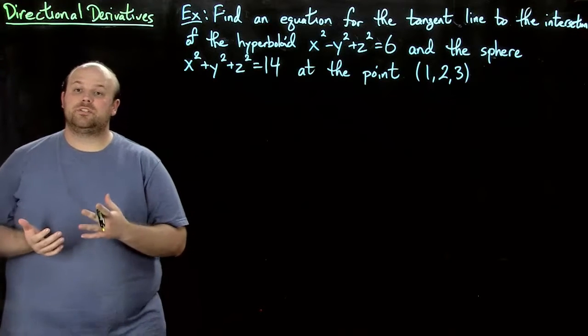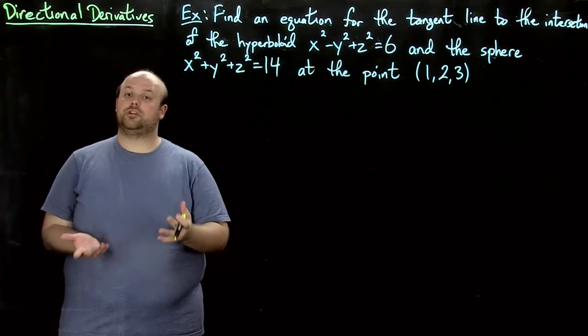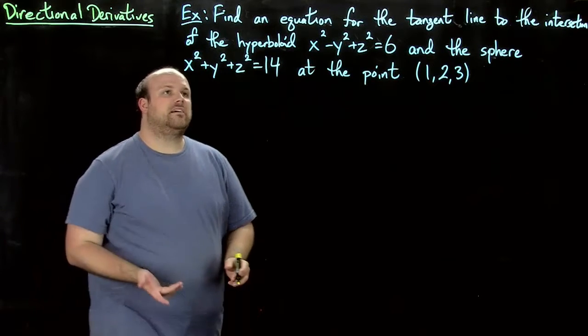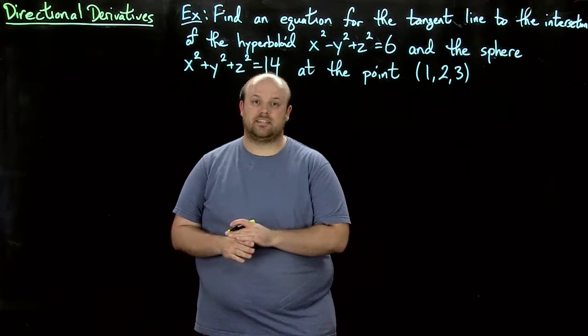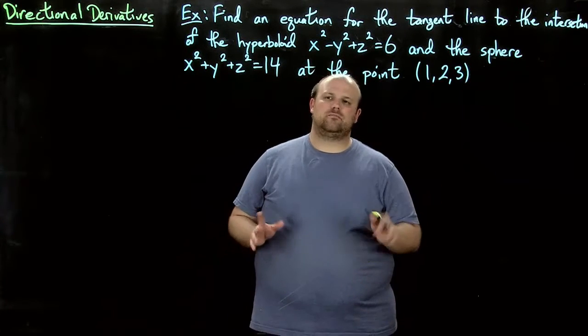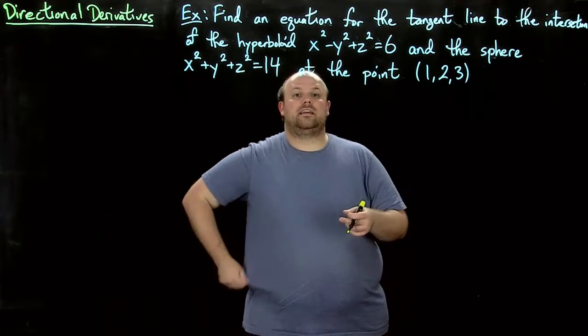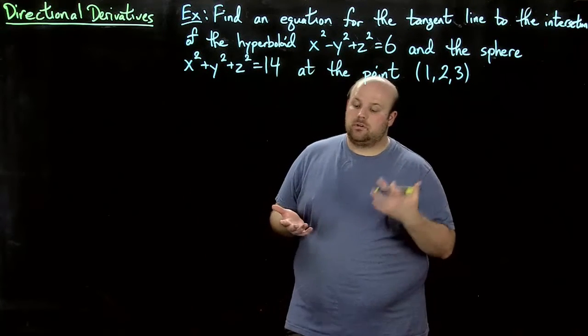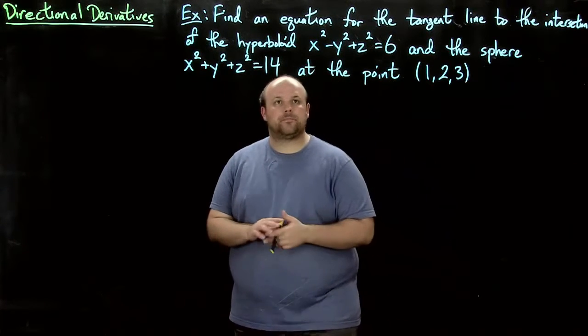All right. So we'll do one final example now of using the gradient in a geometric way. So now, in this case, we're going to suppose we have two surfaces that intersect each other somewhere. And when two surfaces intersect each other, they make a curve. And then we can ask, what does a tangent line to this curve look like?